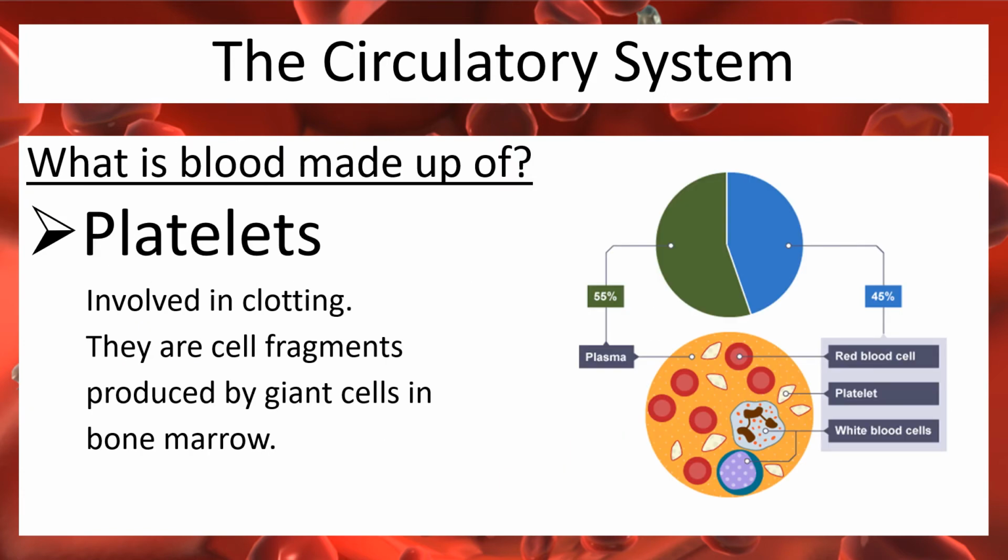The final part of the blood that you need to know about are the platelets, and they're involved in clotting. They're cell fragments and they're produced by giant cells in the bone marrow.